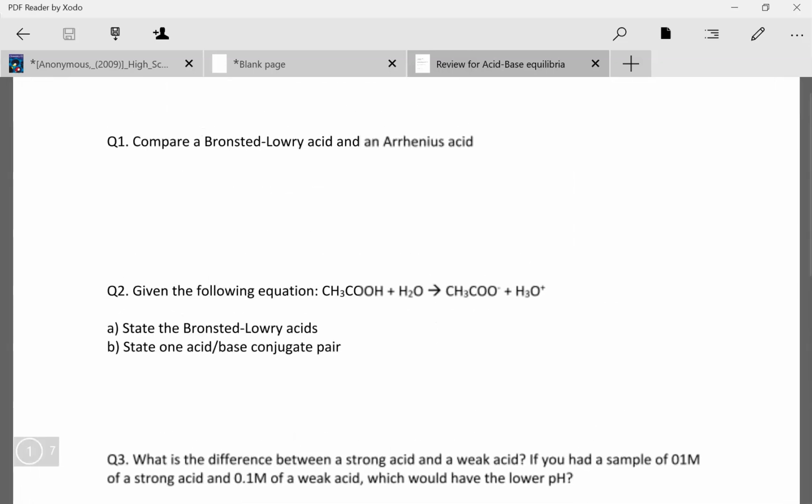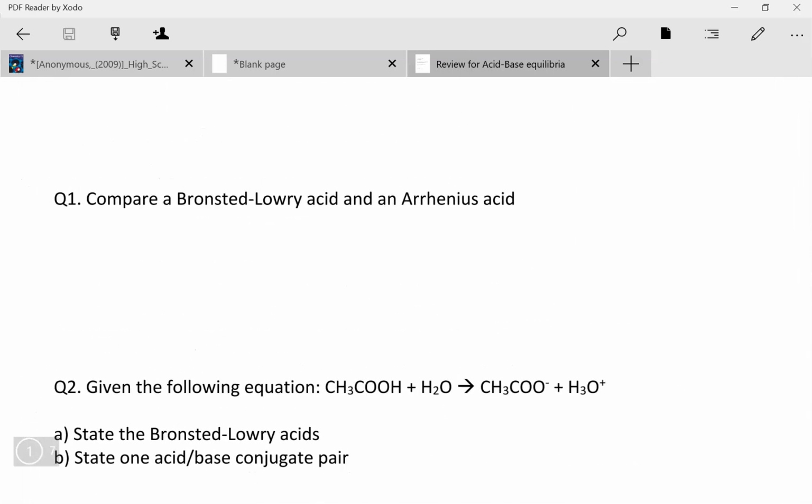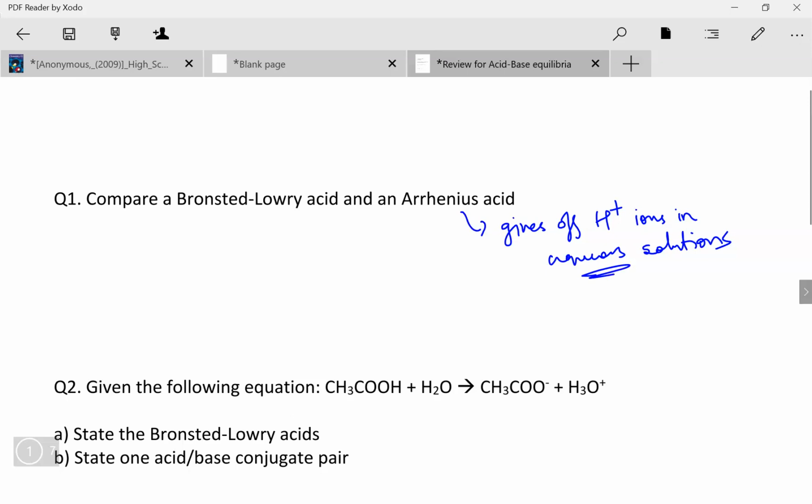So this is the answer key to the review that was posted. Let's compare a Bronsted-Lowry acid and an Arrhenius acid. An Arrhenius acid is an acid that creates or gives off H plus ions in aqueous solutions. So the key when differentiating acids is the aqueous solutions, right? Arrhenius only considered acids to work in aqueous solutions, and therefore an HCl gas would not be considered an acid.